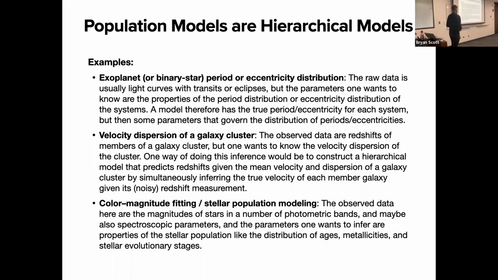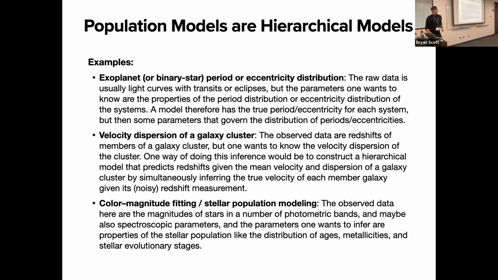I put some other examples on here just to talk about other domains. Another example could be measuring the velocity dispersion of a galaxy cluster. You observe the radial velocities of a bunch of galaxies in a cluster, and you want to infer the line of sight velocity dispersion. One thing you could do is infer the velocities of each galaxy individually and connect them to a model for the distribution of velocities to measure the mean and the dispersion. That would be a population model. It could be expressed as a population model. Any questions about those two?